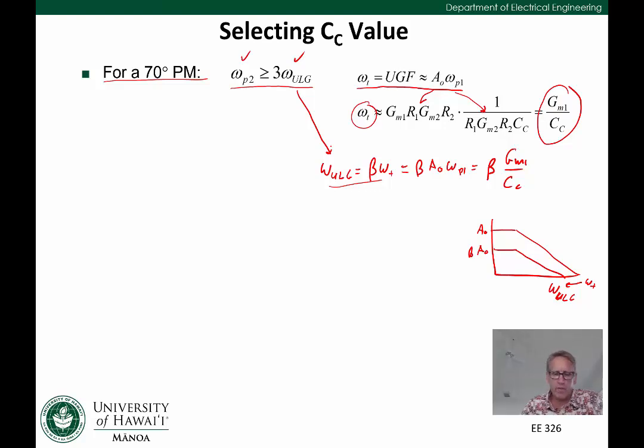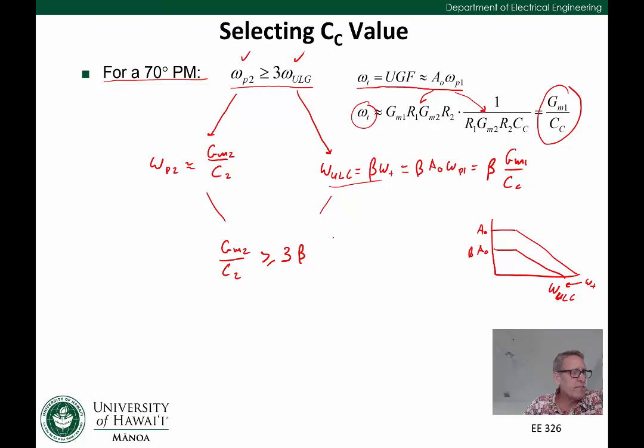Now, what about omega P2? Well, we know from our earlier derivations, you can look at your notes, that omega P2 is approximately equal to GM2 over C2. So let's relate them now using the same inequality, and we'll find that GM2 over C2 must be greater than or equal to 3 times beta GM1 over CC. We just substituted in here and here, and we get this relationship.